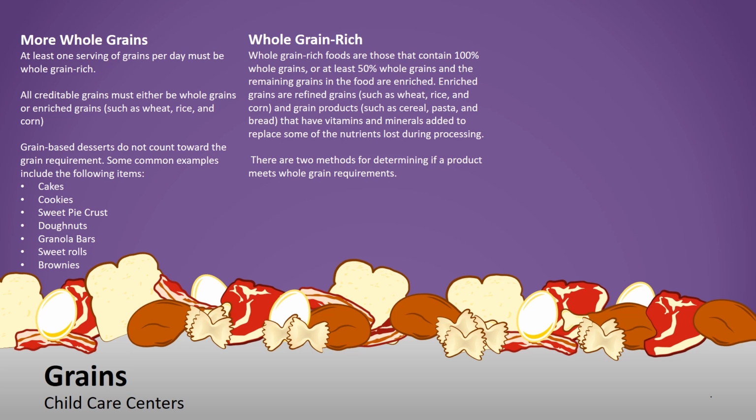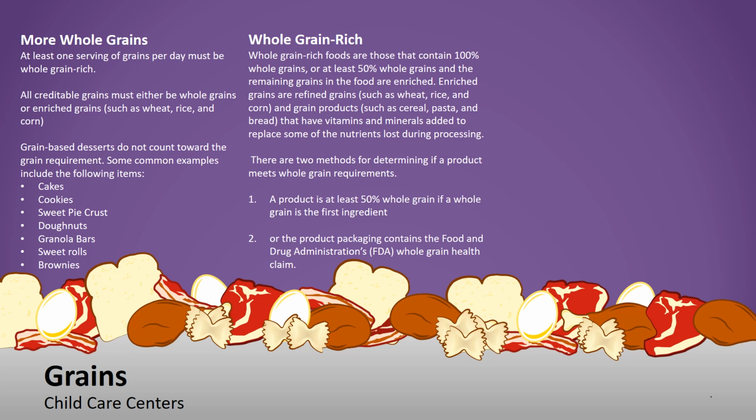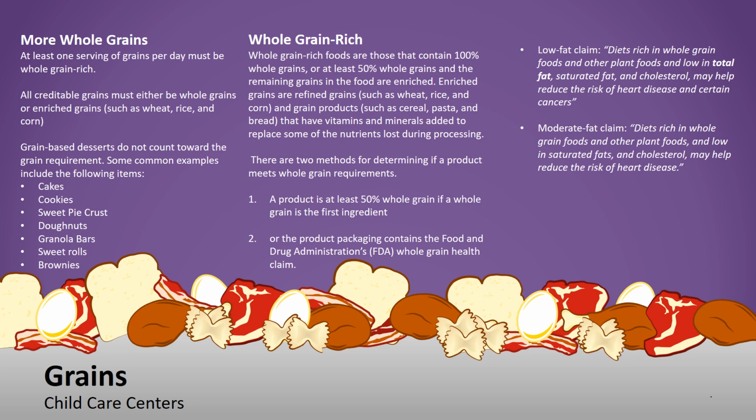There are 2 methods for determining if a product meets whole grain requirements. A product is at least 50% whole grain if a whole grain is the first ingredient, or the product packaging contains the Food and Drug Administration's whole grain health claim. The first claim states low-fat claim. Diets rich in whole grain foods and other plant foods and low in total fat, saturated fat, and cholesterol may help reduce the risk of heart disease and certain cancers.